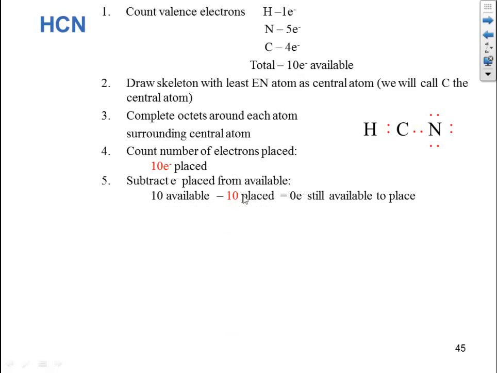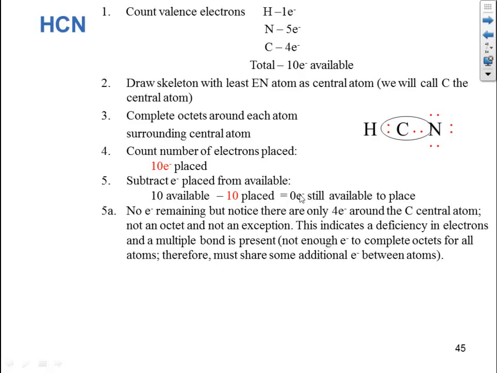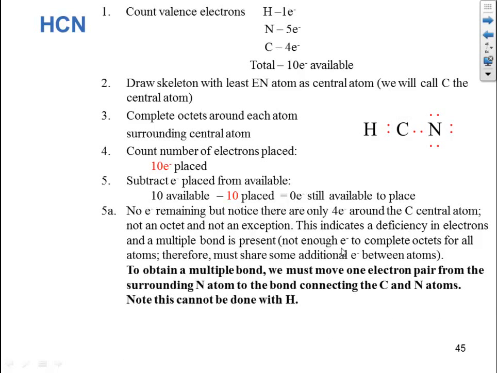You have none left. So then you check your central atom and you see I only have 4 electrons around it. So that means I'm going to have to do some double bonds or triple bonds because I have a deficiency in electrons. So this indicates a deficiency of electrons and a multiple bond is present. Not enough electrons to complete octets for all atoms. Therefore, must share some additional electrons. So what we'll do is take 2 off that nitrogen and move it between carbon and nitrogen.